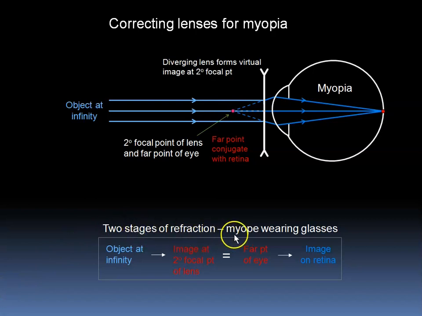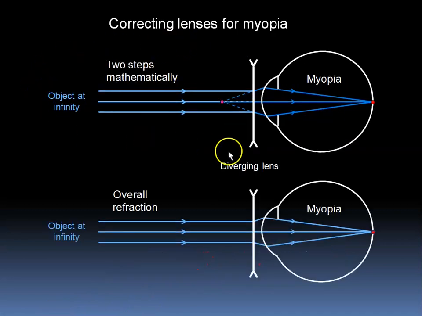The two stages of refraction of the myope wearing glasses. Object at infinity forms image at the secondary focal point, equals far point of the eye, therefore is conjugate with the retina. This is a summary of the two-step analysis of the correcting lens for myopia, and this is what is happening in the real world.